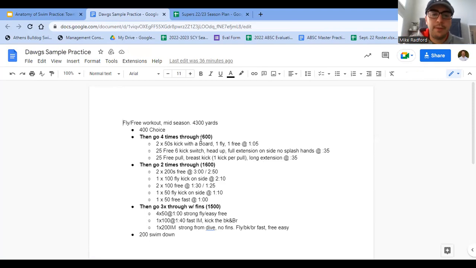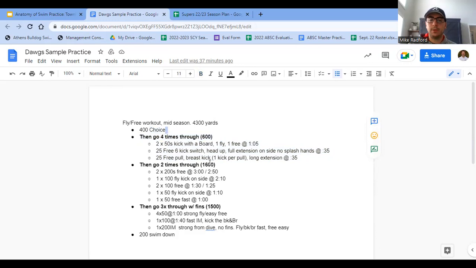This is a set from sort of the mid-season of the dogs. You see they start with a 400 choice. Then they go 4 times through their little warm-up kick set, basically. Kick and swim set. They go 250s kick with a board, 1 fly, 1 free. They go 25 free, 6 kick switch, head up, full extension. Then they go a 25 freestyle pull, and they work through that 4 times for 600 yards. So they're at 1,000 yards after the 400 warm up and the 600.